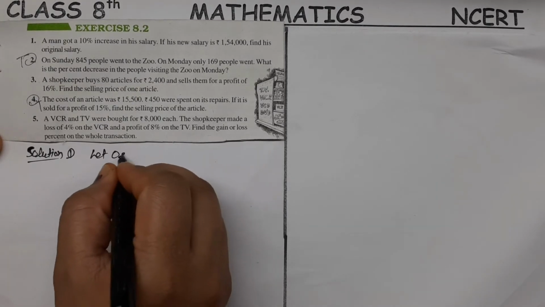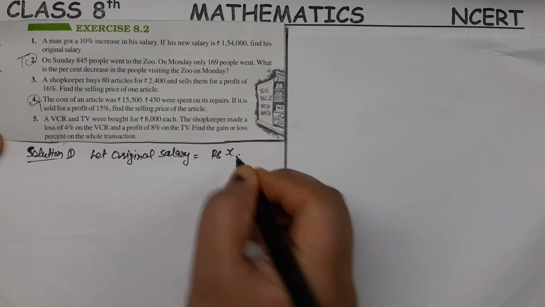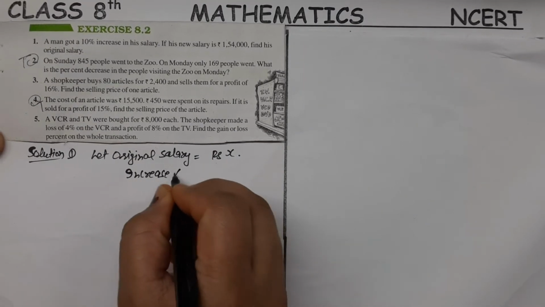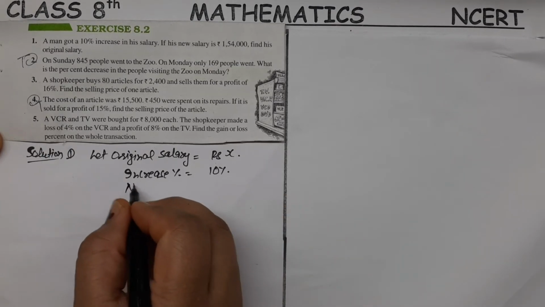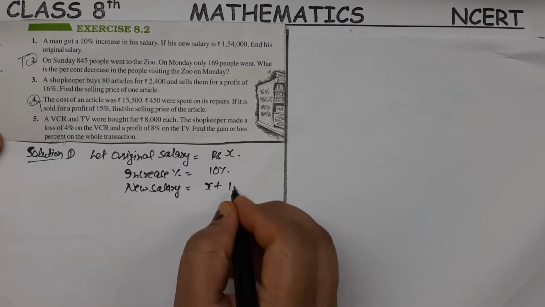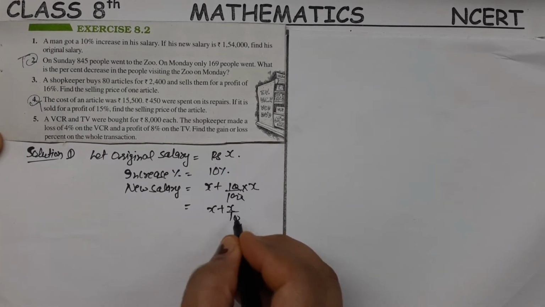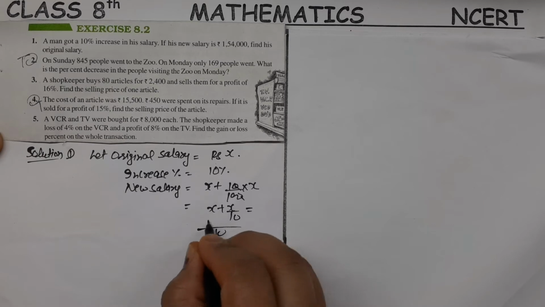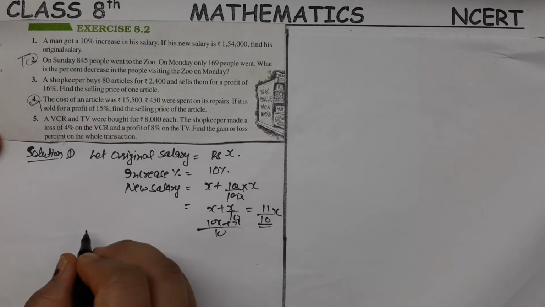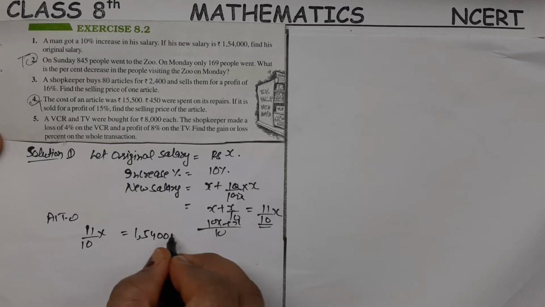Let the original salary be rupees X. Increase percentage 10%. Now new salary is X plus 10% of X. Take LCM. We have 11 by 10 X in rupees. The salary is 1,54,000.